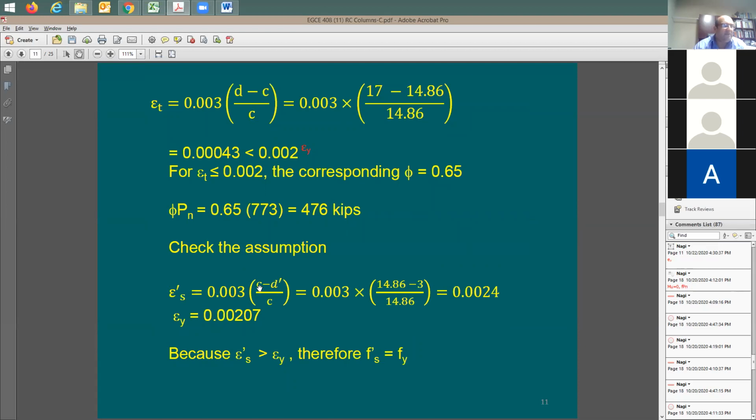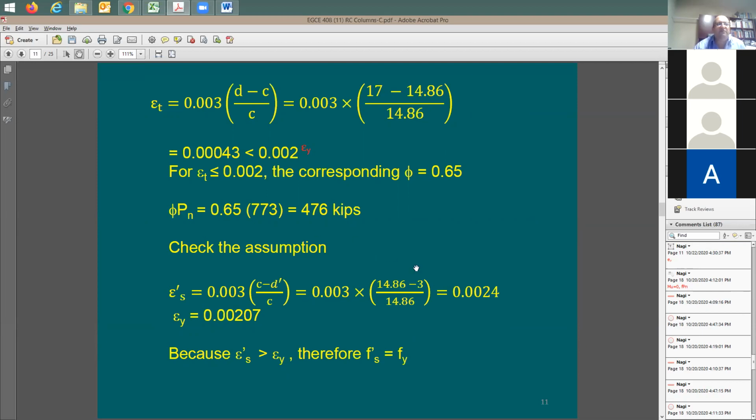Okay, here we go. C minus d prime, this is C minus 3 inches divided by C, multiplied by the concrete strain. Well, it is more than the yield strain, which is good. The assumption was good. So now I have phi Pn, but I don't have phi Mn.